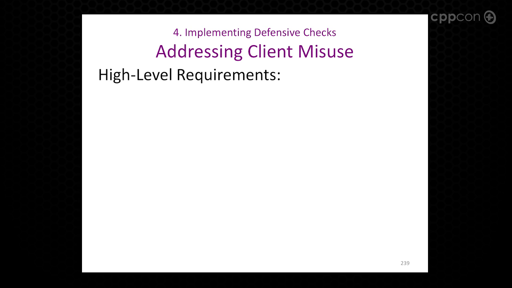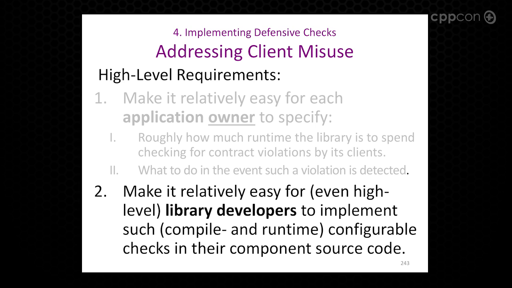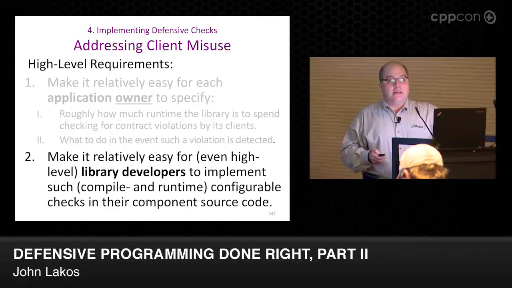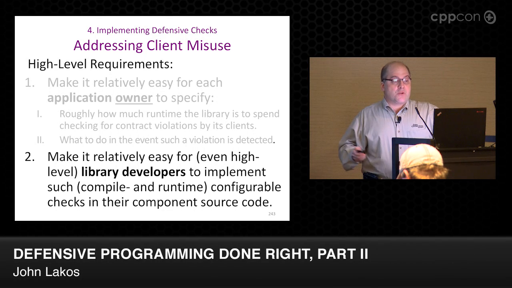So the high-level requirements are: we need to make it relatively easy for an application developer to make some choices, such as how much time roughly to spend looking, and what to do if such a thing is detected. Then 2, we need to make it relatively easy even for higher-level developers to use this same stuff. In other words, it can't be so difficult for the library developer that they just say, you know, it isn't worth it. Because, yeah, low-level library developers are like this. But higher-level ones and application developers should be able to use this very same thing. So those are the requirements.